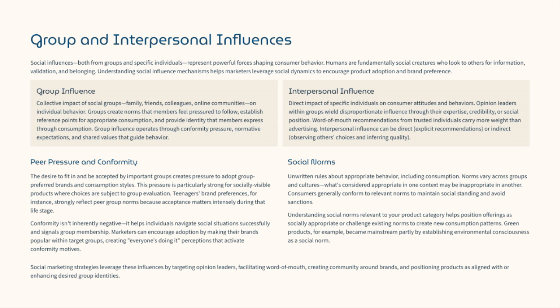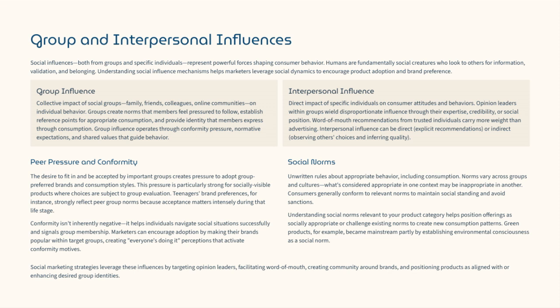Marketers can encourage adoption by making their brands popular within target groups, creating an "everyone is doing it" perception that activates conformity motives. This desire to fit in and be accepted creates pressure to choose group-preferred brands and styles, especially for products that are visible to others. Teenagers, for example, often pick brands based on peer norms because acceptance is so vital at that stage.